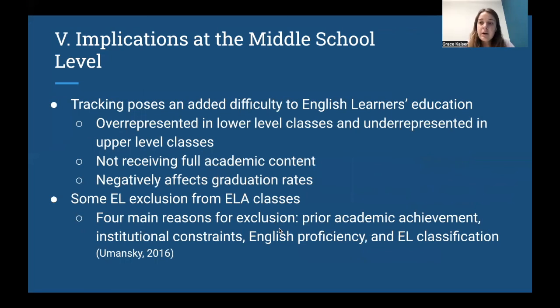Tracking also poses an added difficulty to English language learners' educations. They are overrepresented in the lower level classes and underrepresented in the upper level classes. It's shown that they are not receiving the full academic content that they should and deserve to be receiving, and it negatively affects their graduation rates. In a study done in 2016 by Umansky, it was shown that English language learners are actually excluded from some ELA classes. And she found 4 specific reasons for this: prior academic achievement, institutional constraints, such as maybe a school not having enough funding, their English proficiency, and just their English language learner classification itself.